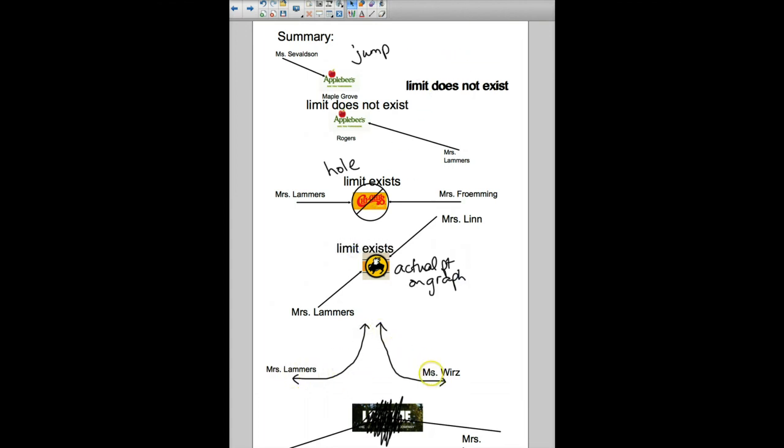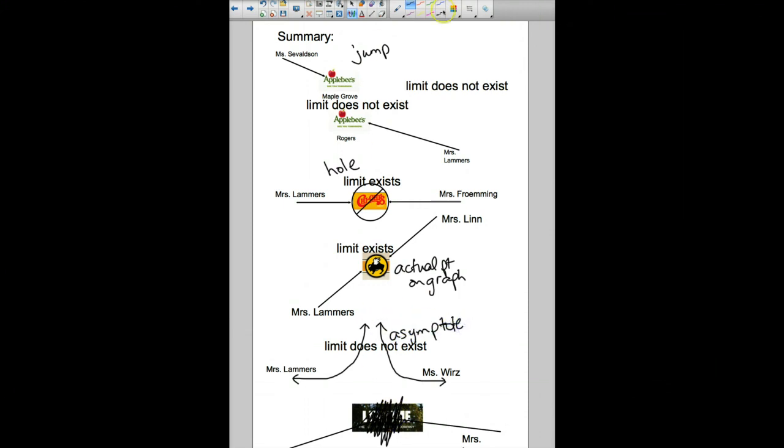This is an example of Mrs. Lammers going up to Canada and Ms. Veertz going up to her house in St. Cloud. We're both heading in the same direction, but we're just driving on forever and never meeting up with each other. That limit does not exist. That's an example of a graph that has an asymptote, a vertical asymptote.